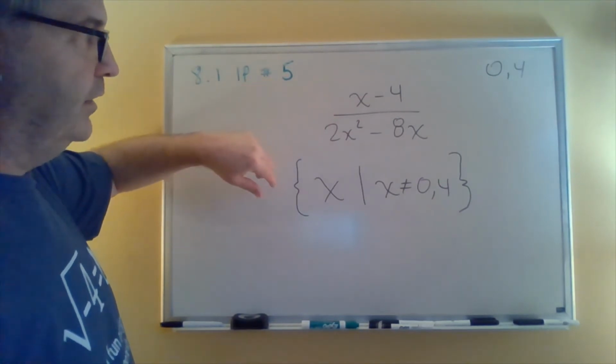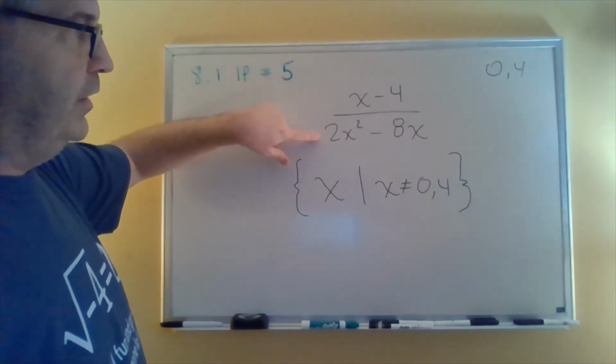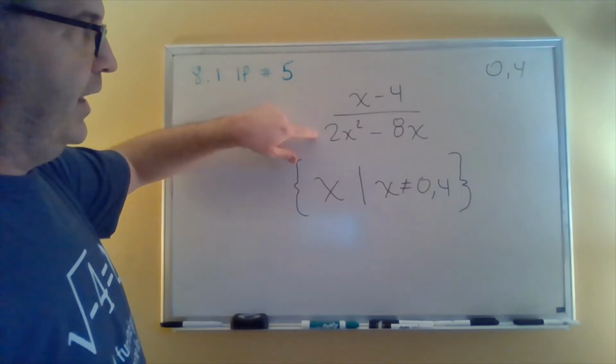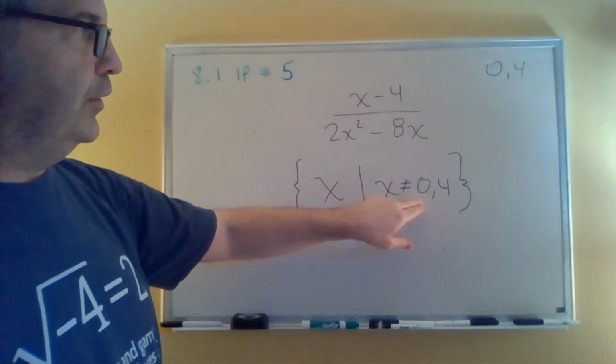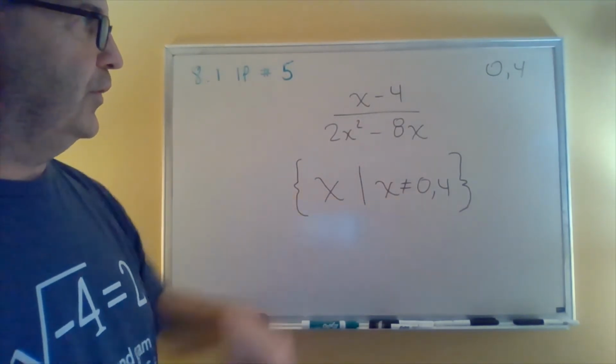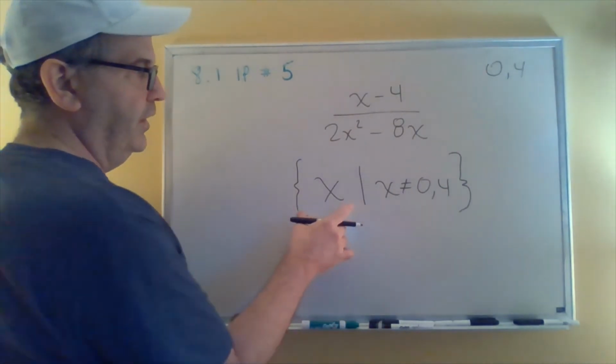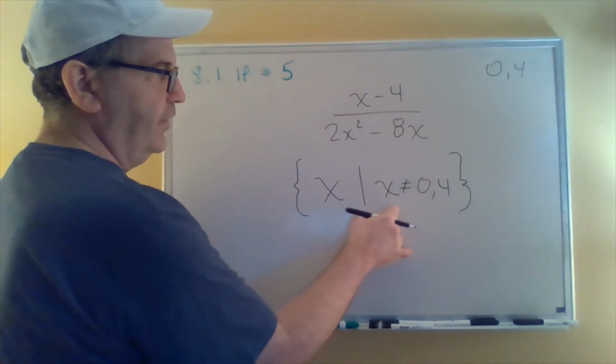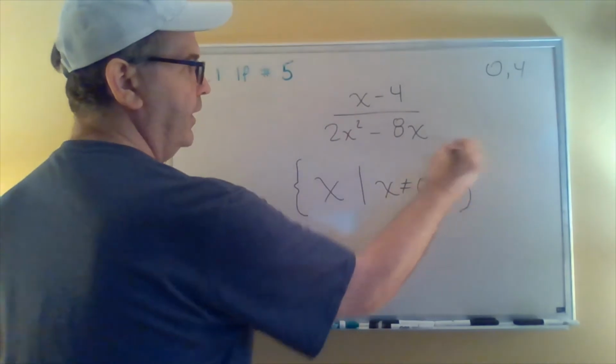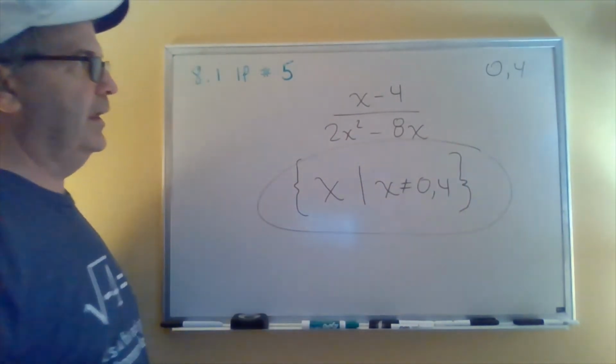The only time it's going to be undefined is when our denominator equals 0. And the only time that's going to happen is when x equals either 0 or 4. So those are excluded values. So again, this reads all x values such that x does not equal 0 or 4. And that is how we write the domain of this expression.